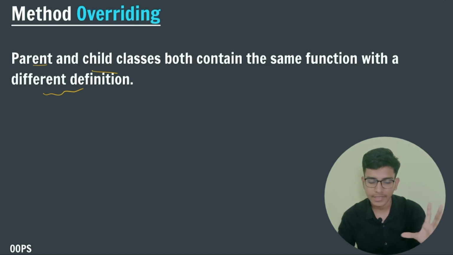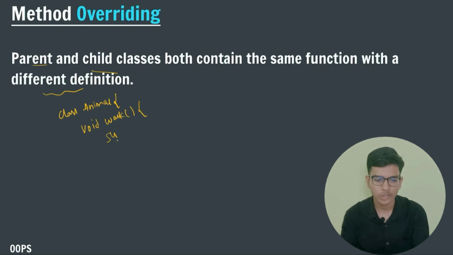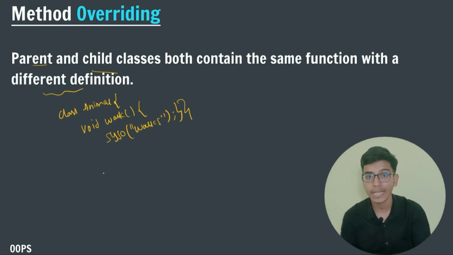To understand that, let me take an example. I am creating a class that is animal. In the animal class I am creating a function that is void walk. In this I am printing that our animal can walk, so I can print system.out.print walks. That's all. Right, now this is my class, completed. Now I am going to create its child class, that is class dog.